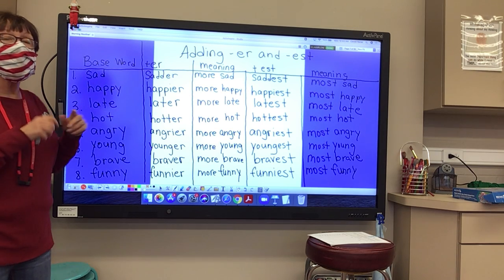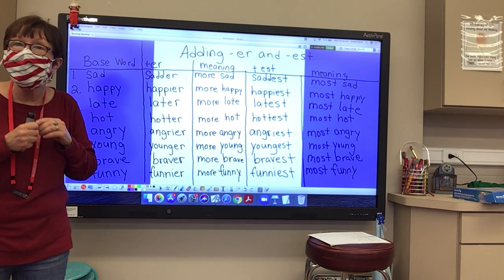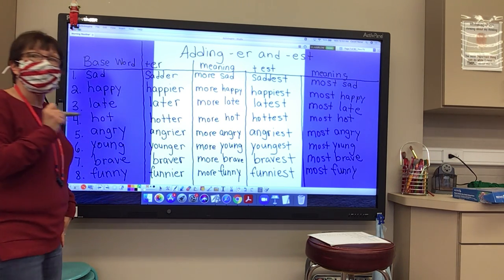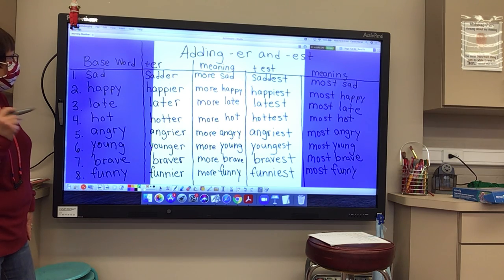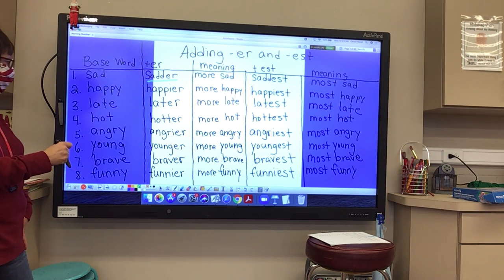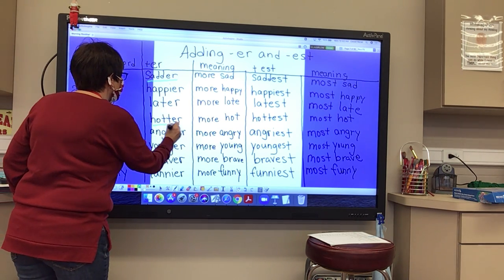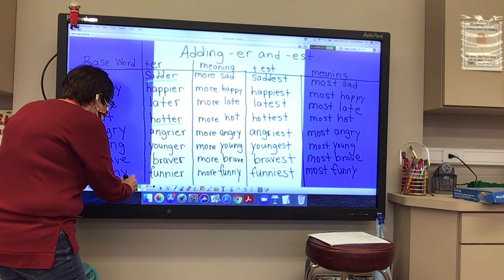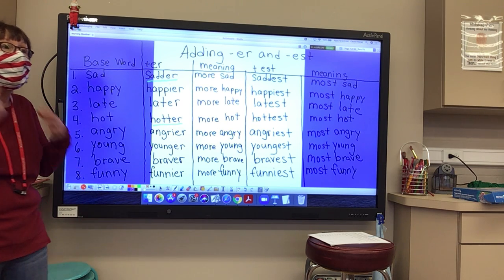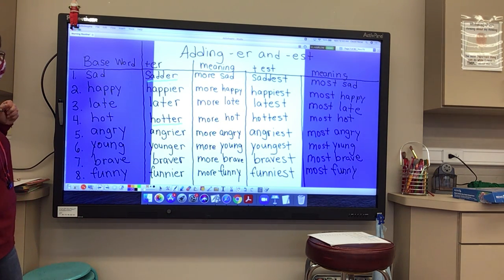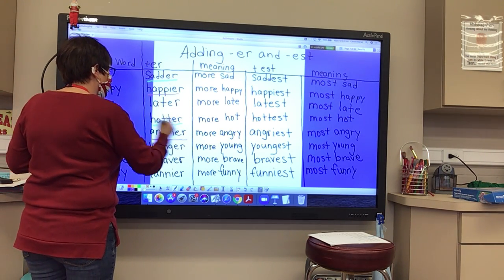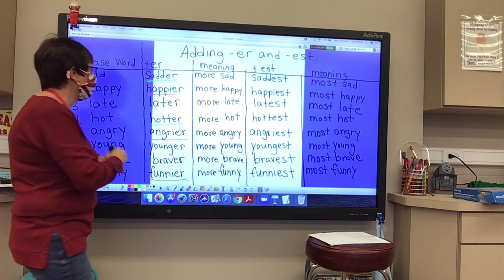We had our rule about consonant, vowel, consonant, and doubling. Which words were examples of doubling the final consonants? Libby? Sad. We have to do that with sadder. What else? Hot. And then which words did we have to change the Y to an I? Thomas? Happier. What else? Angrier. And the last one, funnier. Those were our examples.